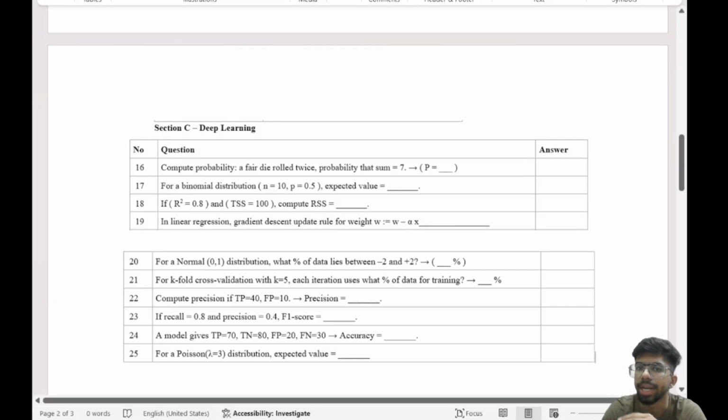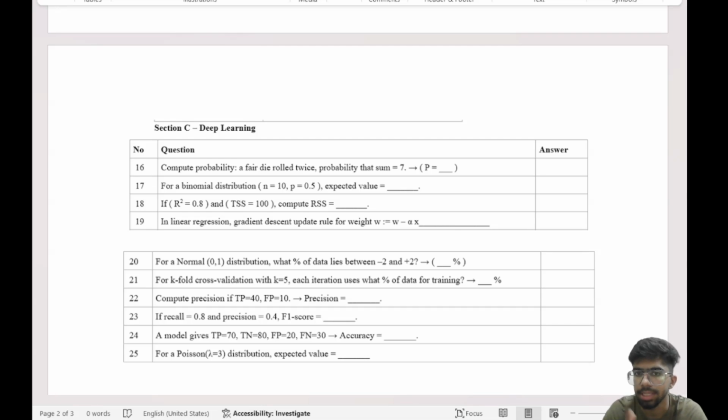In this video, we are going to solve and deeply explain a set of numerical and conceptual questions from statistics, machine learning, probability distribution, and deep learning basics. These questions are extremely common in exams, and understanding the logic behind each one will help you score full marks. So let's get started with the first one.